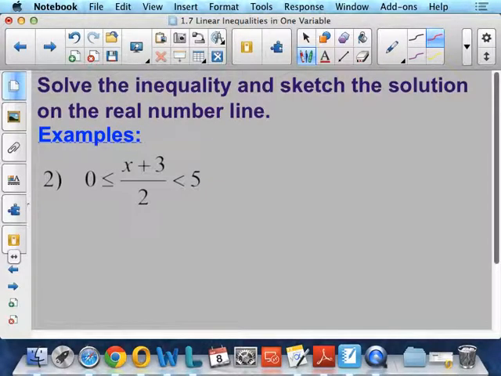Okay, second example, it's going to have a double inequality. So 0 is less than or equal to (x plus 3) divided by 2, which is less than 5. Okay, so same thing. We're going to treat these less than signs like they are equal signs and just solve for x. But since it's a double inequality, whatever I do to one side, I have to make sure I do to the other two sides. So first thing I'm going to do is get x by itself. So if I'm dividing by 2, I'm going to multiply all three sides by 2.